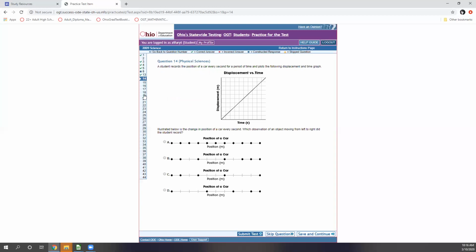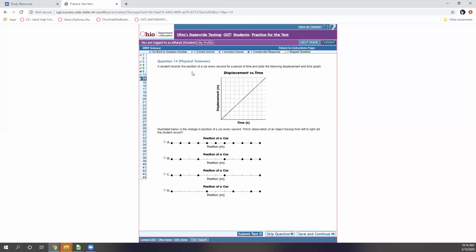So we'll go over this one so I can also take your panic out of looking at a graph. Every time you see a graph on the Science OGT, it is going to be pretty simple and pretty straightforward. All the time. I haven't actually ever seen a complicated graph on these. So don't be scared of these or intimidated. They're pretty straightforward almost all of the time.